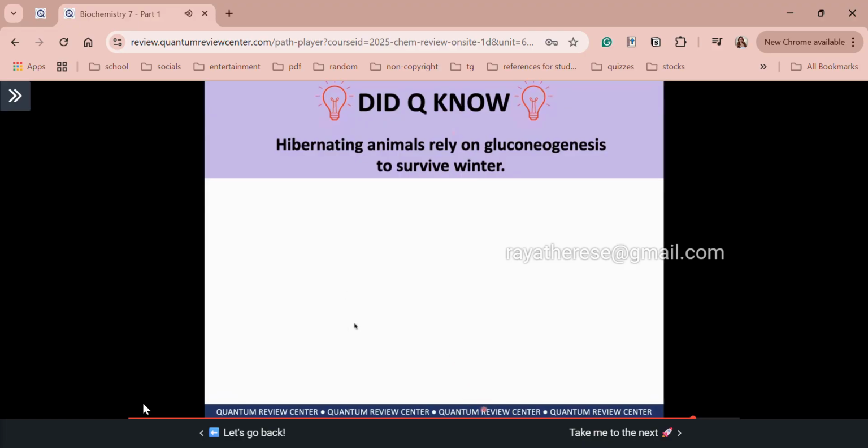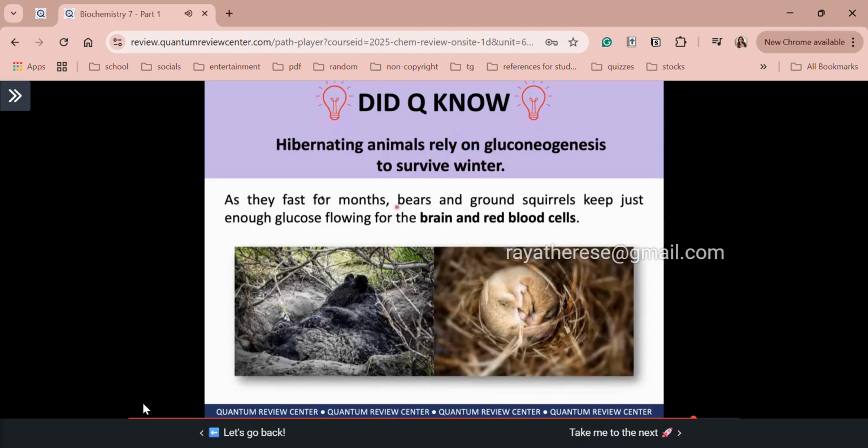So for instance, in our hibernating animals, as they fast for months, for instance bears and ground squirrels, they keep just enough glucose flowing for the brain and red blood cells. So instead of relying on food sugars as their basic energy source, the animal's liver and kidneys produce sugar endogenously through gluconeogenesis using amino acids and other body reserves such as your lactate and your glycerol.